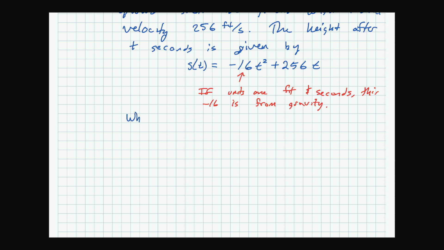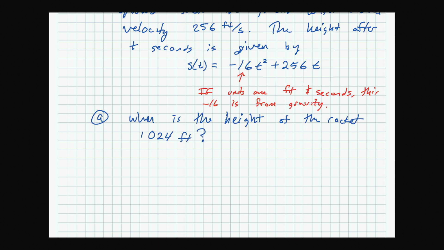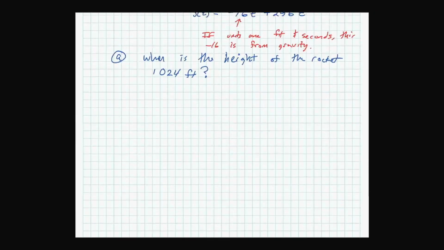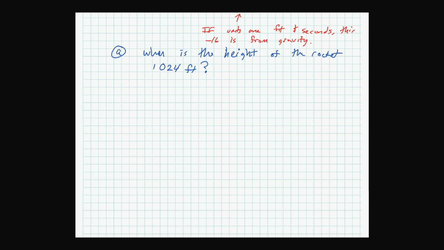And then what they say is, when is the height of the rocket 1,024 feet? Okay. So to answer this, what you would have to realize is they're asking for a height of a rocket, and in terms of acceleration, velocity, and position, what is that 1,024 feet, right? So that's the first thing to make sure you understand, is what they're asking for.